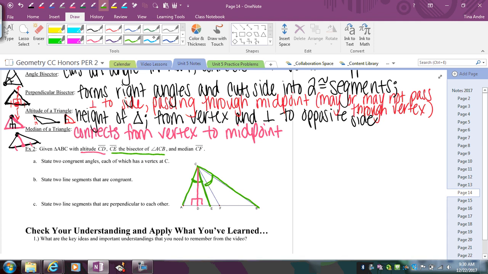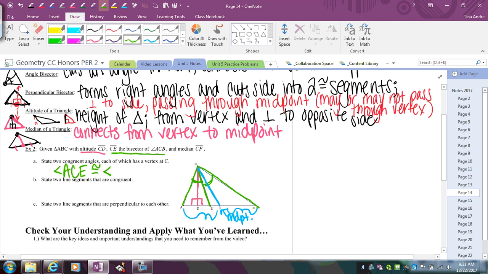And then I also have a median. It tells me that CF is the median, which means that this right here is a midpoint because medians connect from the vertex to the midpoint. So that means these two parts have to be equal. So if we look at what it's asking us to do, it says state two congruent angles. So my two congruent angles are the angles in green because I had the angle bisector. So angle ACE is congruent to angle BCE. And that's because of the angle bisector.